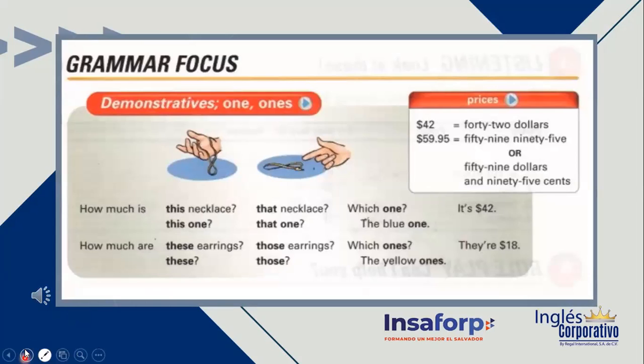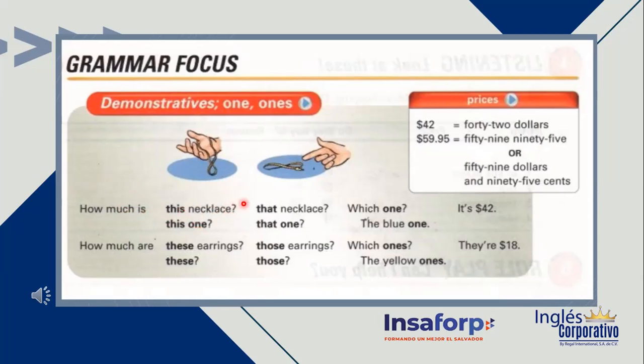Thank you so much, Janelle, Esmeralda, and Josael. Josael and Denis, right? So let's see. Grammar focus: demonstratives, and also one and ones. So how much is this necklace? Or how much is this one?